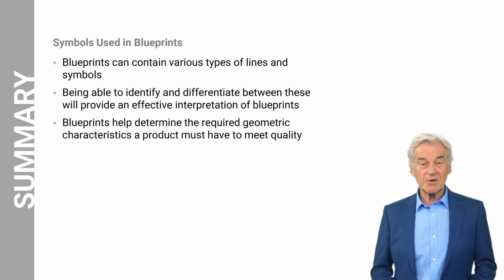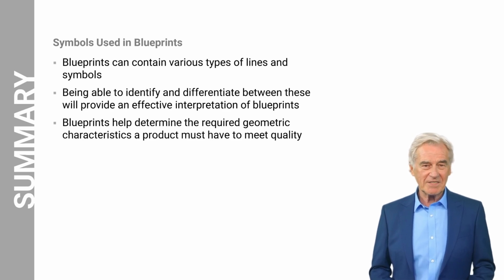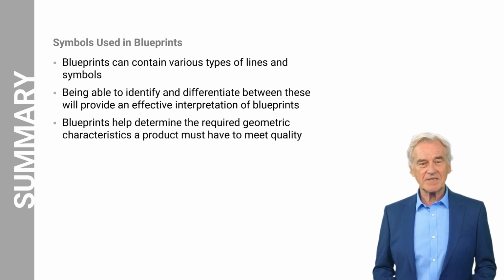In summary, blueprints can contain various types of lines and symbols. Being able to identify and differentiate between these symbols will provide an effective interpretation of blueprints. Also, blueprints help determine the required geometric characteristics a product must have to meet quality standards. It is important to be able to read and interpret blueprints if you work in an industrial company.